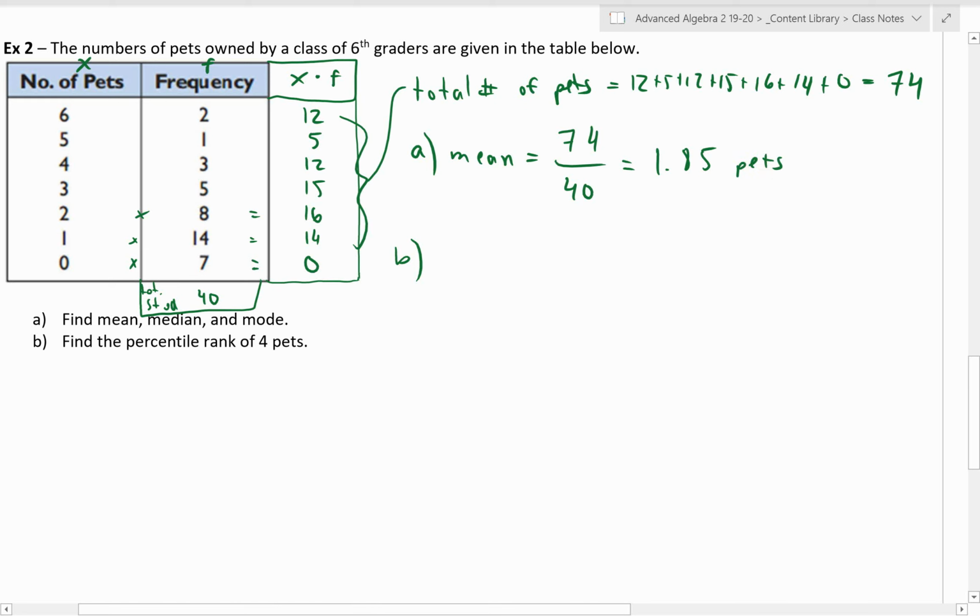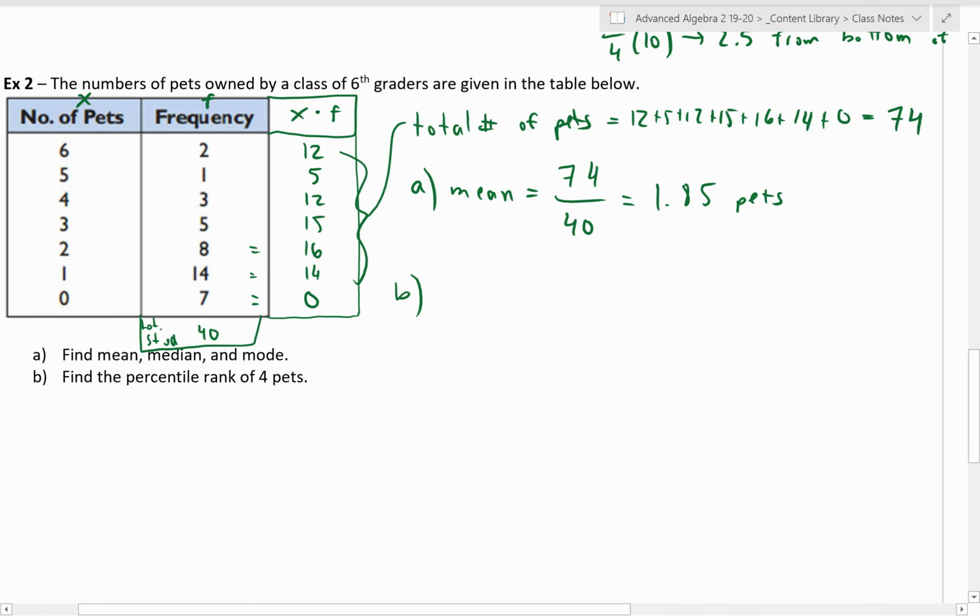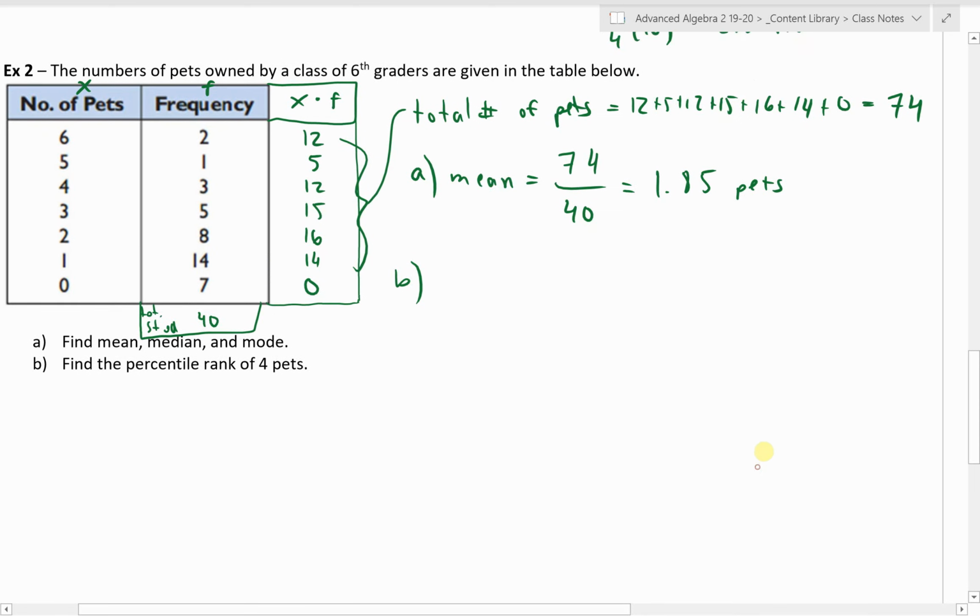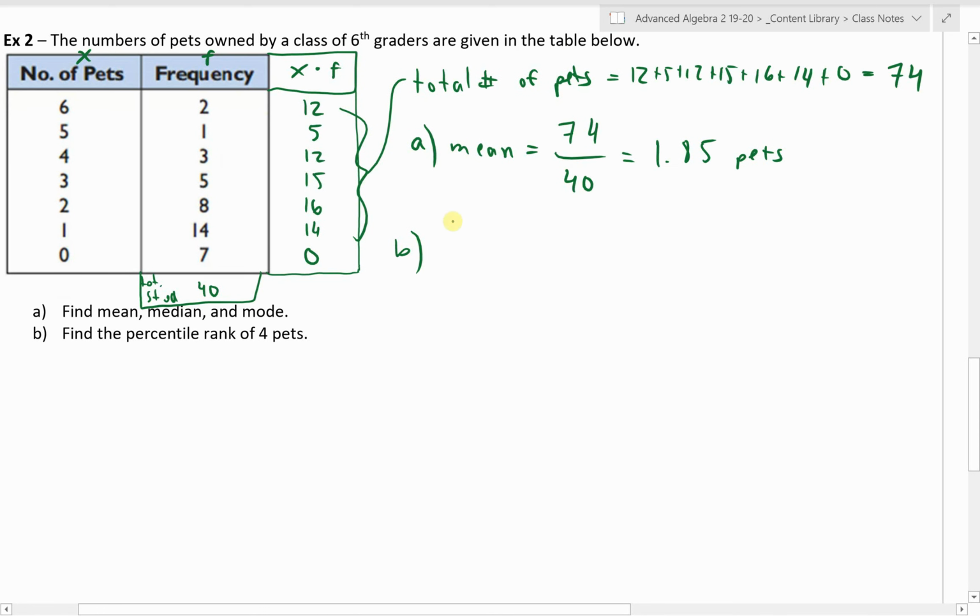B asks us to find the median. So again, median was super confusing in the previous example, but it'll be a little more straightforward in this one. The idea is if they're arranged numerically, where's the middle? Well, they are arranged numerically. So if we think about the median, there's 40 students.